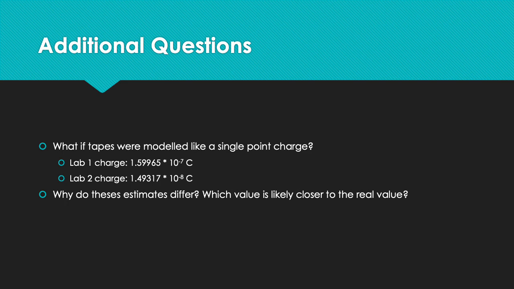And why do these estimates differ? It's because in the chart from Lab 1, we represented the tapes as one point charge, but in Lab 2, we represent them as 10 charges. And the more charges we use, the more accurate we get, the much closer we get to the actual electric field value. So we can say that the charge from Lab 2 is probably going to be much closer to the real value than Lab 1.